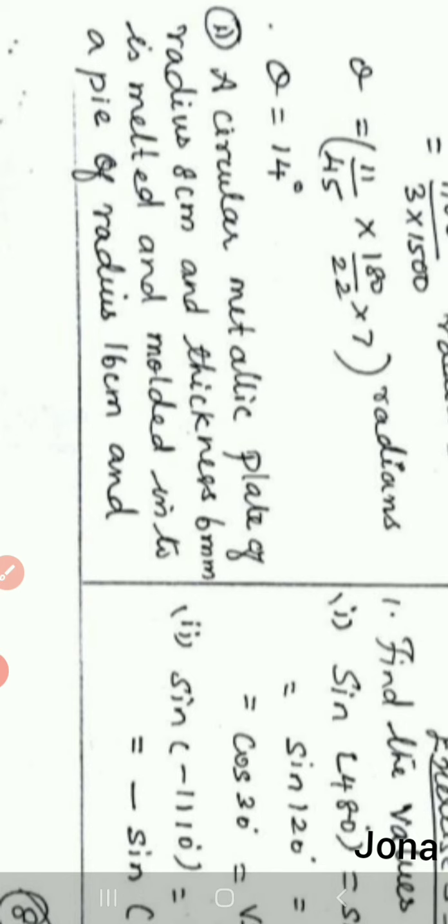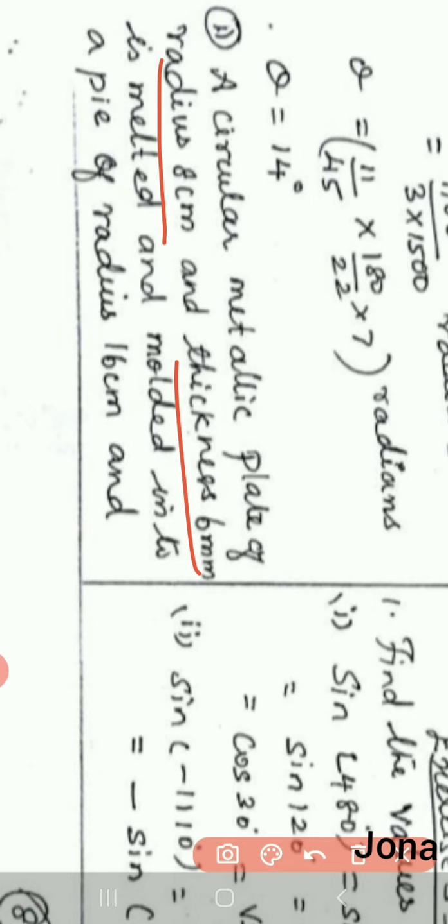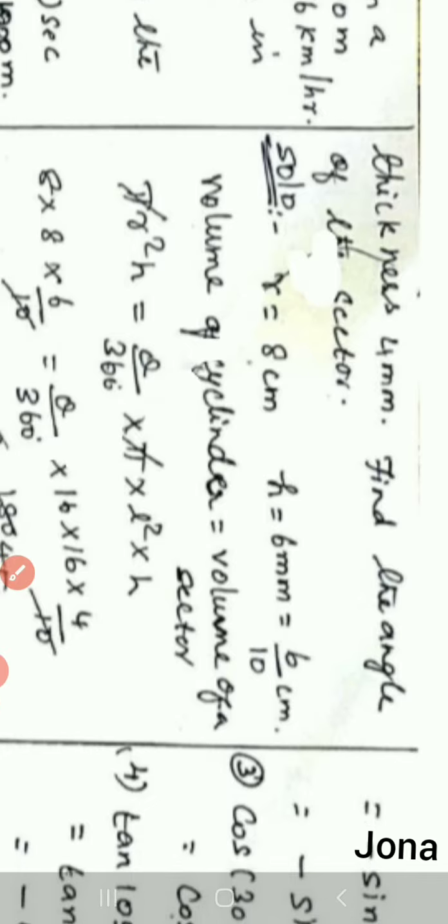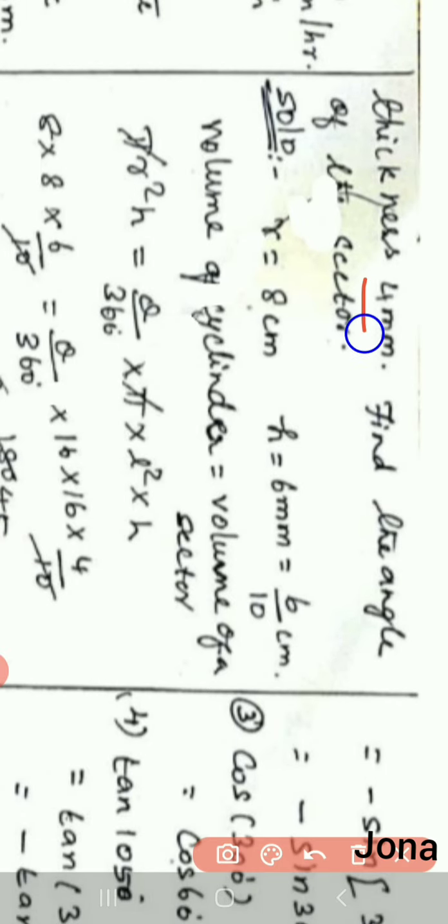Look at the next problem, the 11th sum. A circular metallic plate of radius 8 centimeter and thickness 6 millimeter is melted and molded into a pie of radius 16 centimeter and thickness 4 millimeter. Find the angle of the sector.